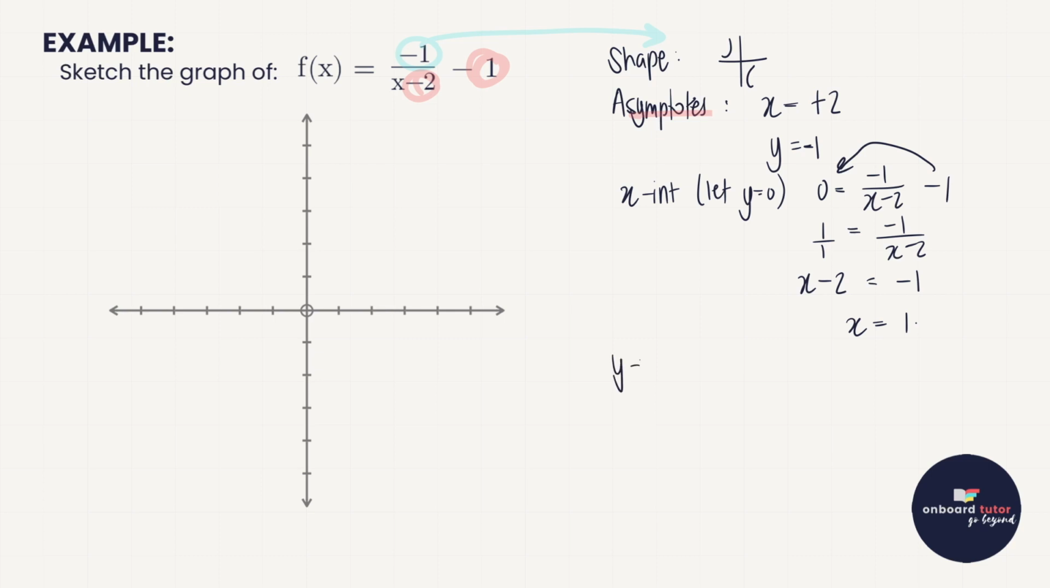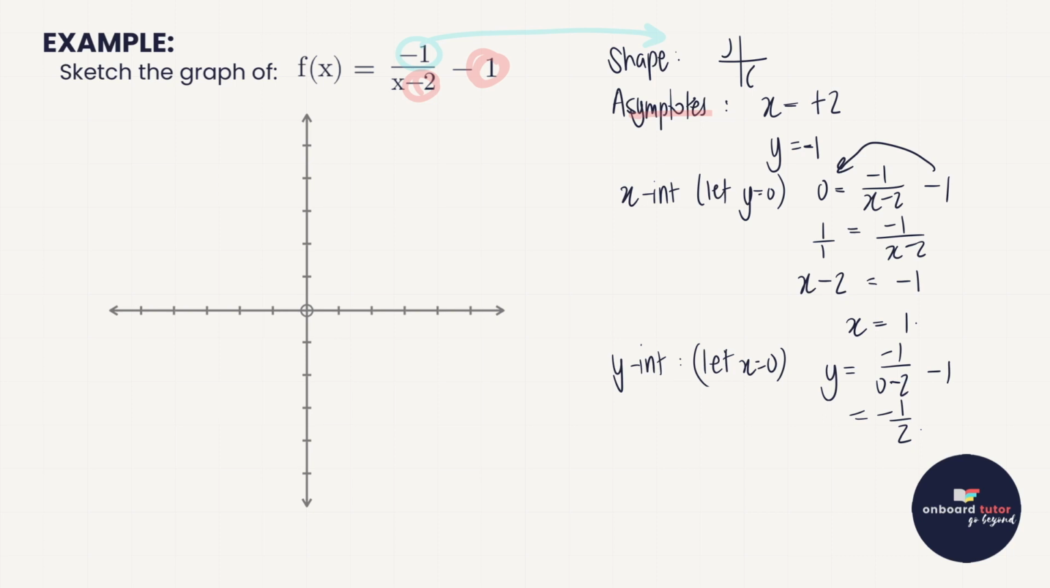Now, to get a y-intercept, we let x equal 0. All right. And then what we do is we can sub straight in. So y is equal to minus 1 over 0 minus 2 minus 1. And if we calculate that, we end up with minus 1 over minus 2, which is just a half. And a half minus 1 is minus a half. Okay, and once I've got all of these things in place, I am ready to start sketching.